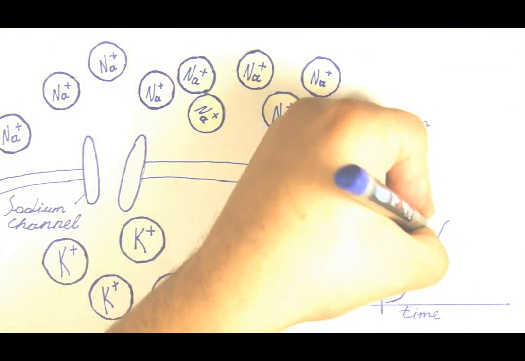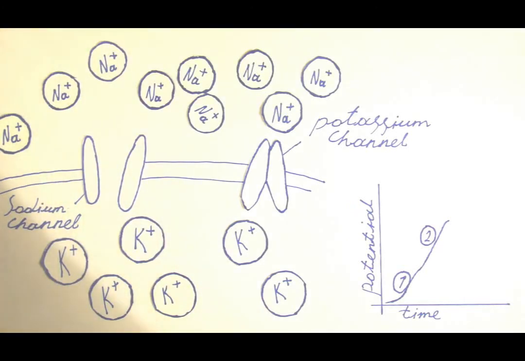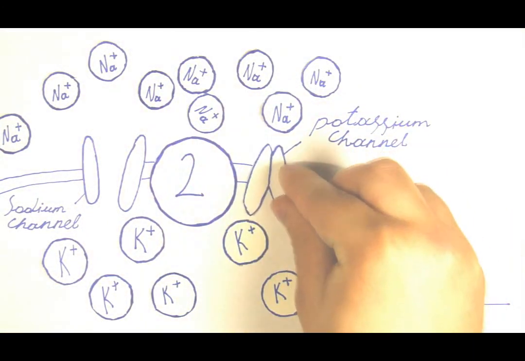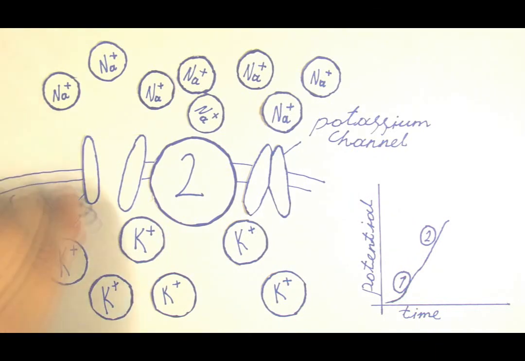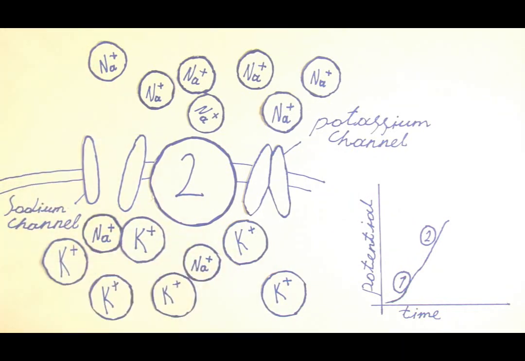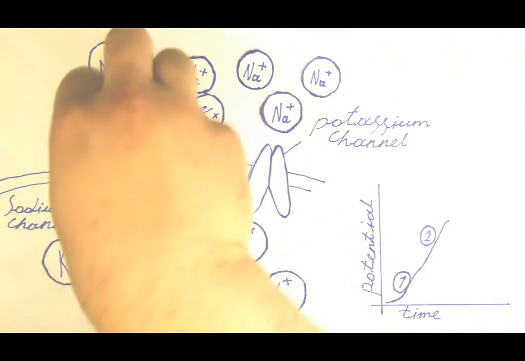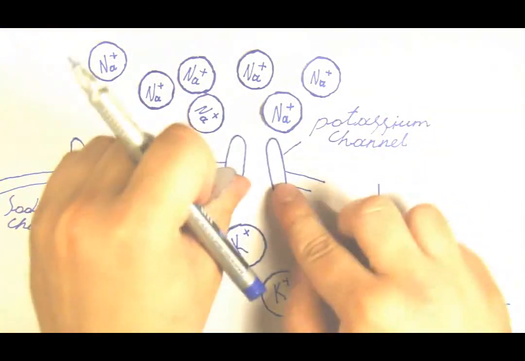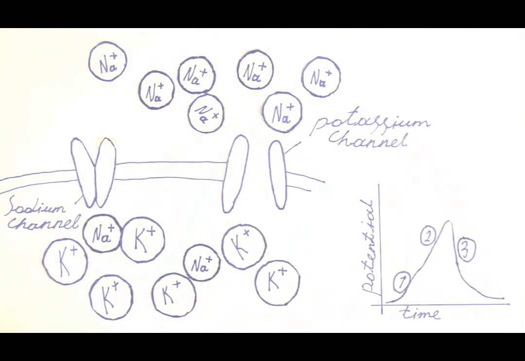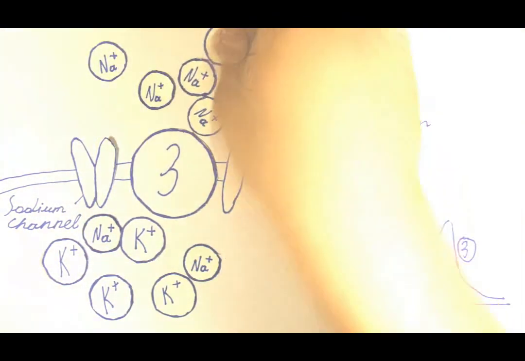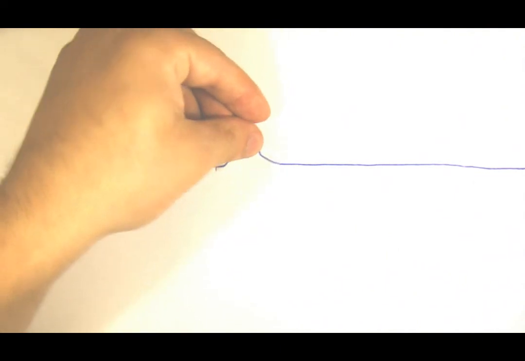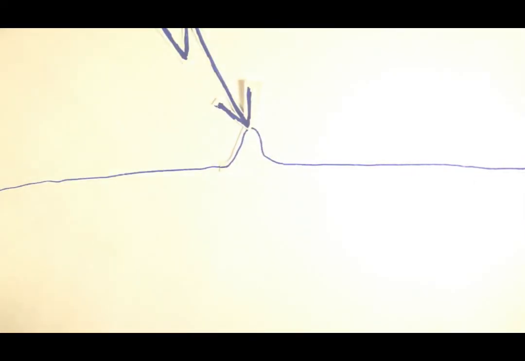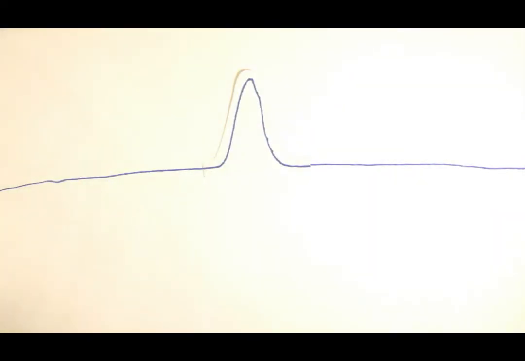Sodium channels open in that area, and sodium ions go inside the cell, reducing the potential. Once the membrane potential reaches a certain value, sodium channels close, and here starts the third stage. This value of potential results in potassium channels opening, so potassium ions going outside restore the potential to its normal value.